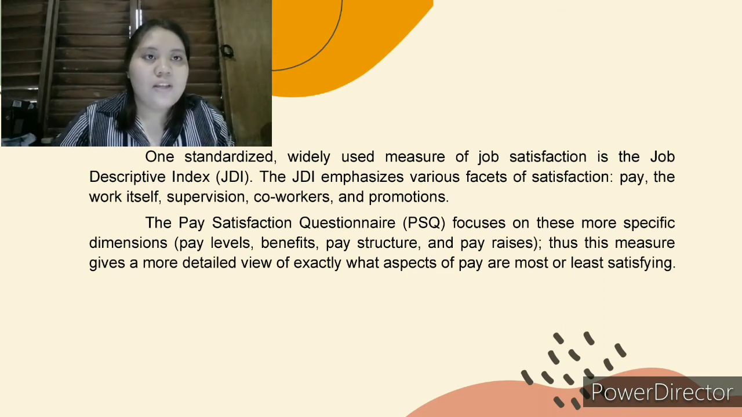Another one is the Pay Satisfaction Questionnaire, or the PSQ. The PSQ focuses more on specific dimensions, such as pay levels, benefits, pay structures, and pay raises. Thus, this measure gives a more detailed view of exactly what aspects of pay are the most or least satisfying.